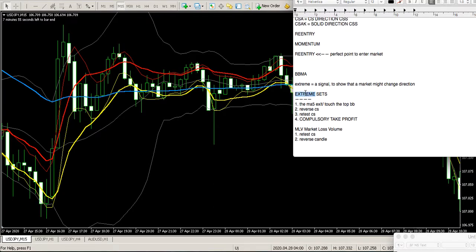So an extreme sets, we will have first the MA5 exits or touch the top BB. Okay, so in the previous video I already told you that my MA high will be red colors and the MA low will be the yellow color. Right, so after that we will have a reverse candlestick, then we will have a retest candlestick, then we will have a compulsory take profit.